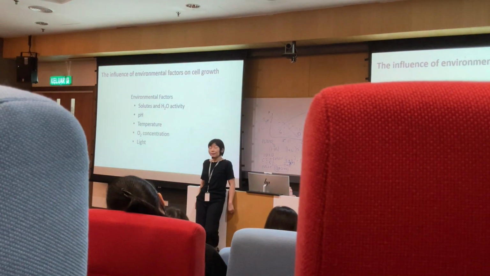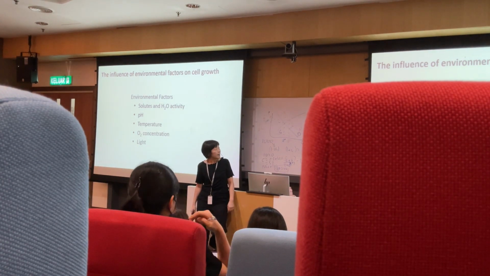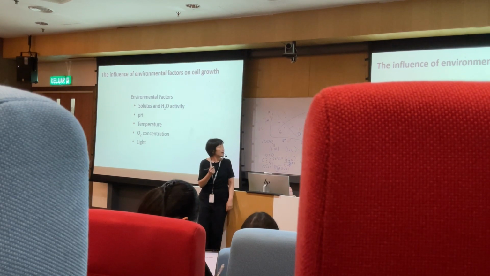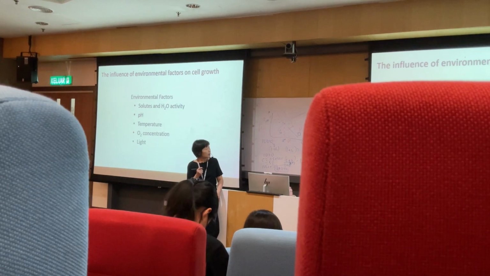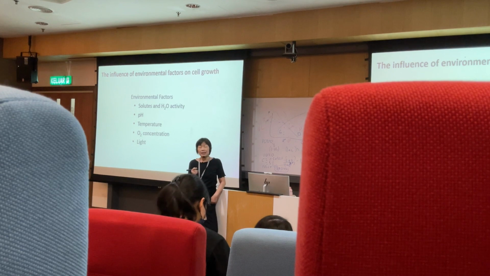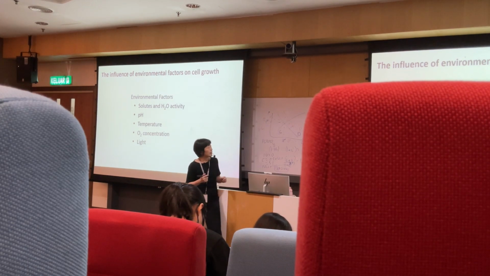Alright, we come to the main content here. What are the environmental factors which I want to include in this lecture? The first is about solutes and water. The second one is about pH, and the third is temperature, oxygen, and light. All these are the environmental factors that bacteria, in order to adapt to this kind of environment, actually make adjustments to adapt to.